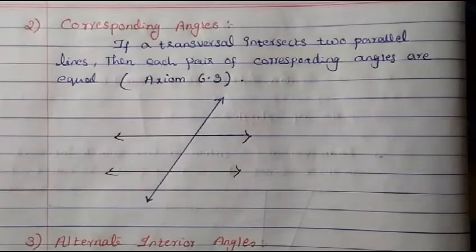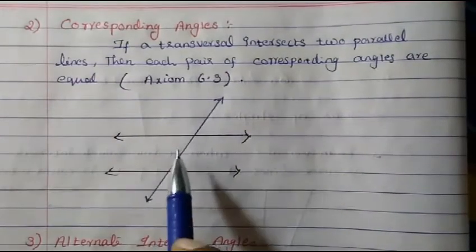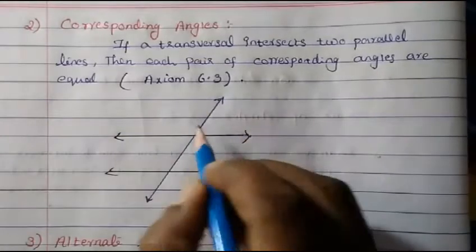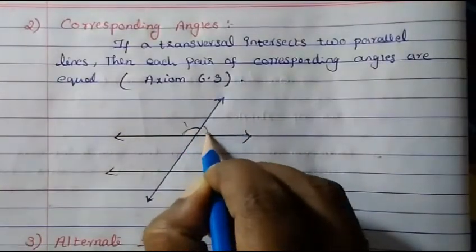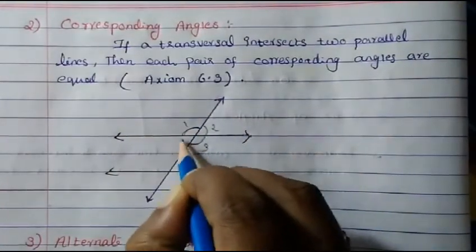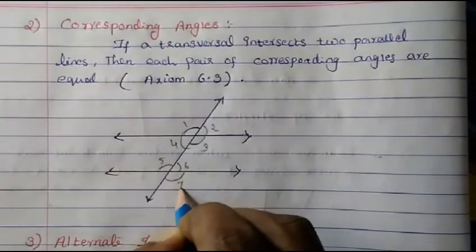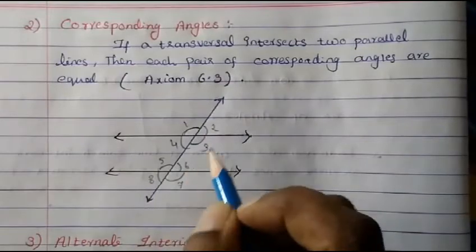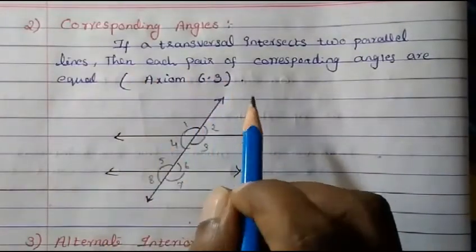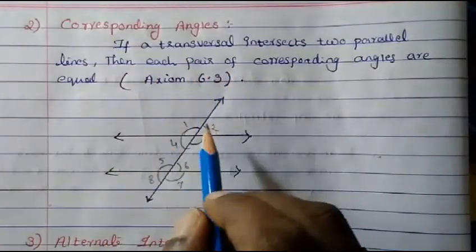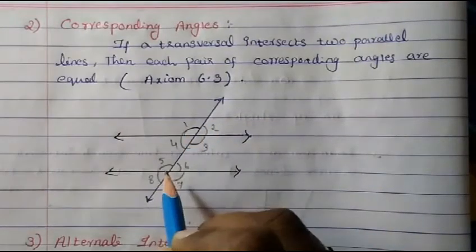Now the next pair is corresponding angles. So if you see here the corresponding angles, first let me name it. This is angle 1, this is angle 2, 3, 4, and this is 5, 6, 7, this is 8. So now let's see what corresponding angles are. Corresponding angle means, you remember, always leave one and take the next one.